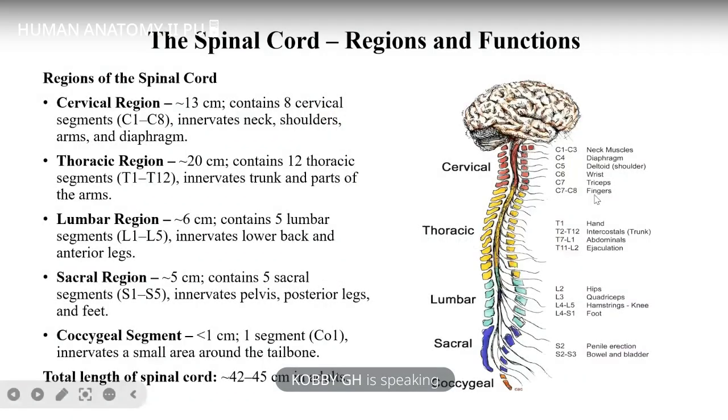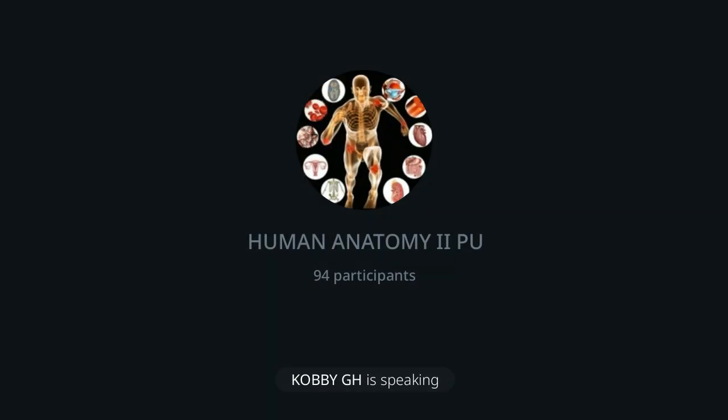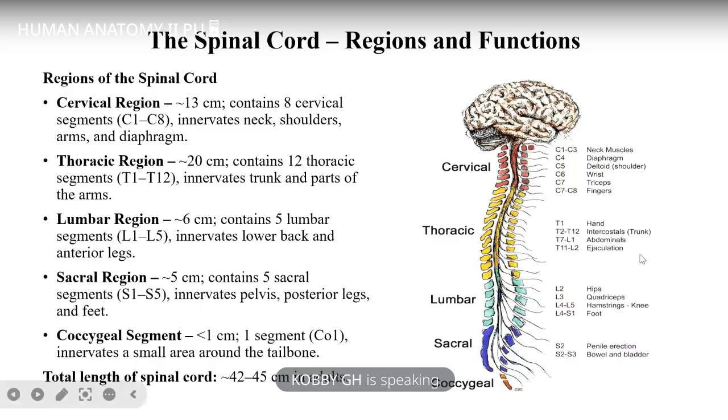Then you can say the thoracic region controls the hand, the intercostals, the abdominals, and is responsible for ejaculation. Now, the lumbar region controls the hips, the quadriceps, the knee, and the foot. The sacral region is responsible for penile erection, bladder and bowel functions. And I mentioned that some books will even go further and talk about the coccygeal region, which is the region around your tailbone.